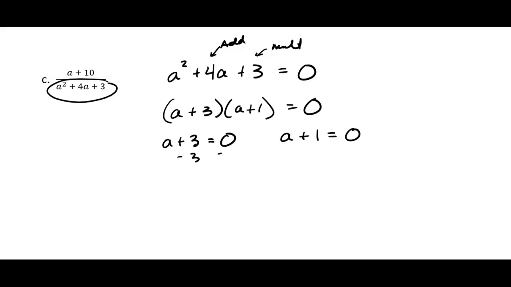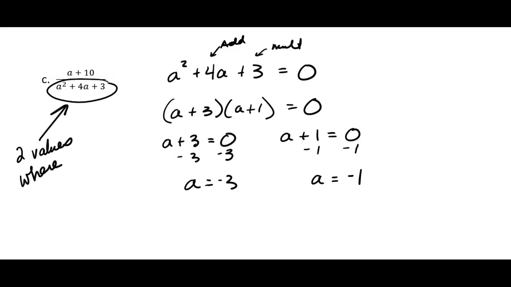You subtract 3 here, you get a equals negative 3. Subtract 1 here, you get a equals negative 1. Okay, what that means then is there are two values where this expression is undefined. And you don't have to write all that out either. I just want to make a point that this time we got two values, and the values where it's undefined are negative 3 and negative 1.